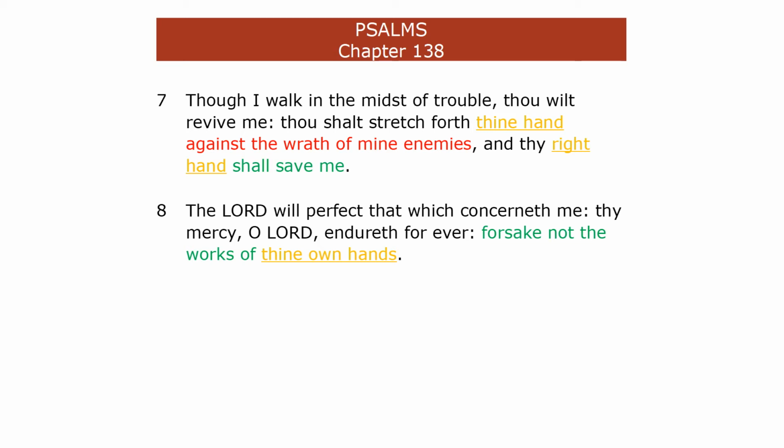"The Lord will perfect that which concerneth me. Thy mercy, O Lord, endures forever. Forsake not the work of thine own hands." It's telling you, build your left hand community, your community power, your social power, and your right hand, your political power. You're going to have to move in a direction to build those 2. And it's coming, it's going to happen.